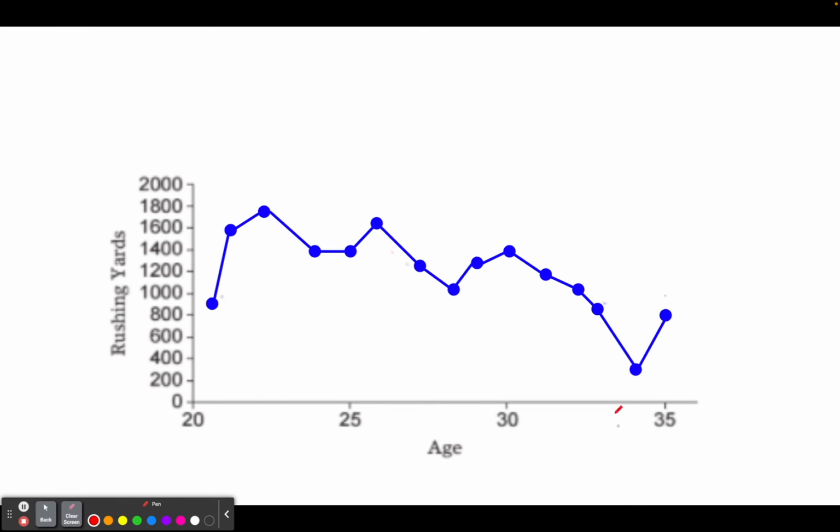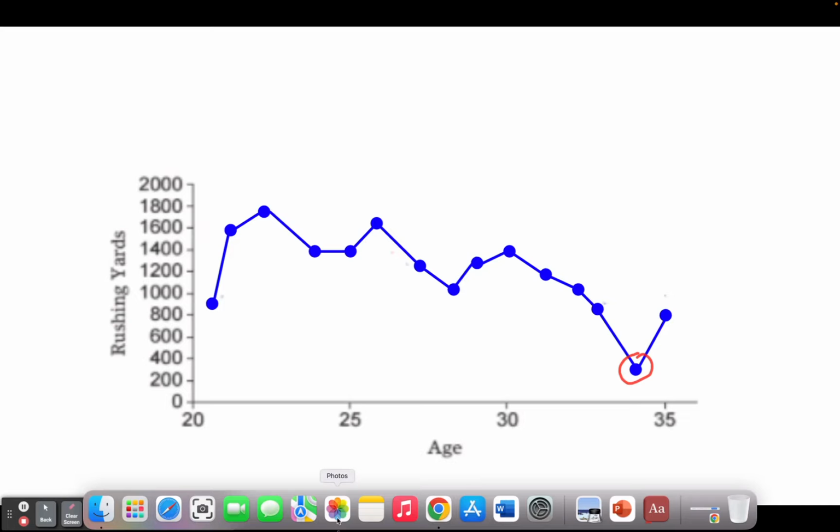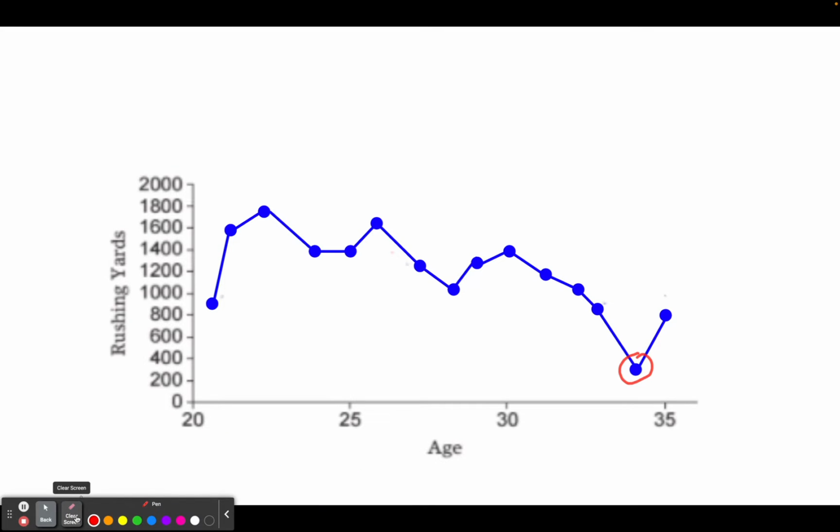So you may have noticed that there was one point here where there was a really big dip in his performance that season. And that might be, I would guess, maybe he had an injury and that prevented him from playing a full season that year. But other than that, he had a pretty steady decline going on over the course of this time, some ups and downs in between, but overall the trend is a decline.